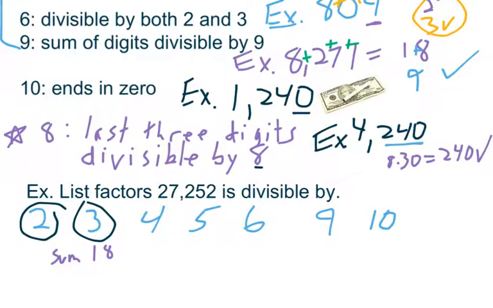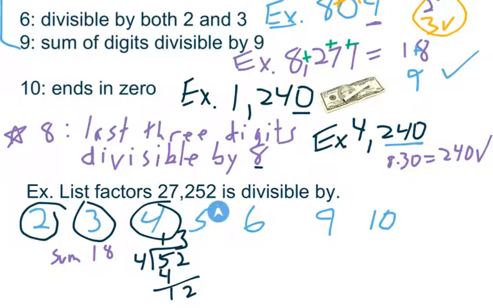And look at 4. For 4, we just look at the last 2 digits. So the 52. Well, 4 into 52, if I don't know this, I'm going to write it out. So 4 times 1 is 4, 4 times 3 gives me 12. So yeah, it will go evenly. So 4 goes into it. Alright, the rule for 5. I just look at the last number. Does it end in a 0 or 5? Nope. So it's not going to be 5.